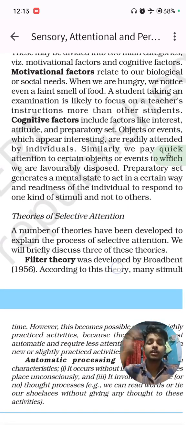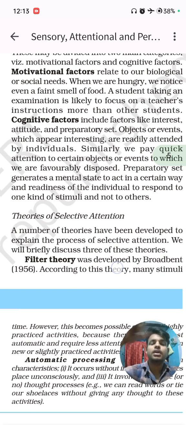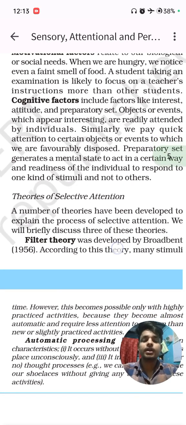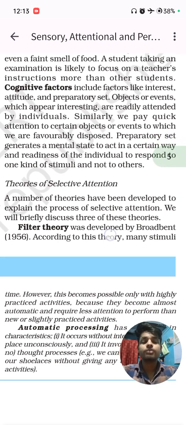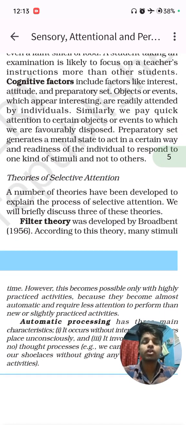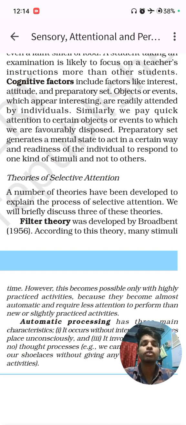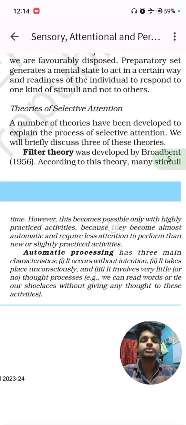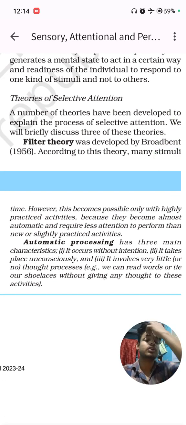Cognitive factors include factors like interest, attitude, and preparatory set. An object or event which appeals to our interest is readily attended to by the individual. Similarly, we pay quick attention to certain objects or events to which we are favorably disposed. Preparatory set generates a mental state to act in a certain way, and the readiness of an individual to respond to one kind of stimulus and not to others.